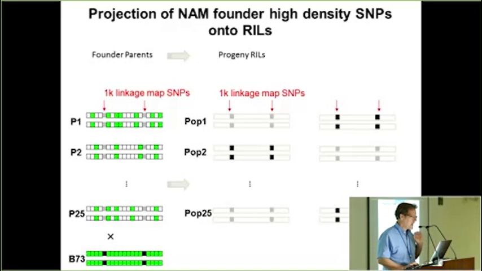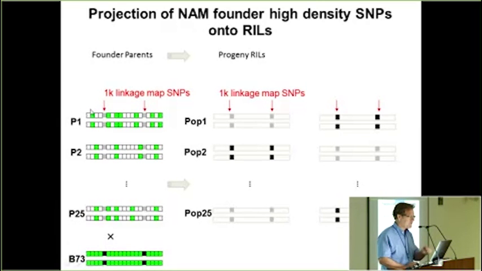Let me start. We have this linkage map data I already told you about. Originally there were something like 1,200 markers on all the progenies, and these were directly genotyped. So we had real data on all the progenies, and we had real data on the parents too.